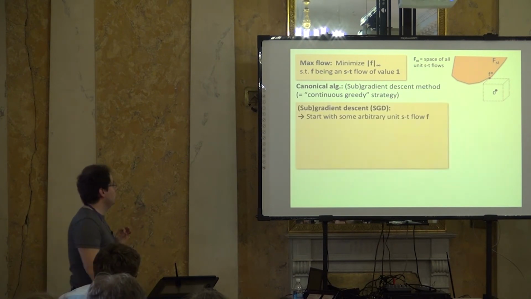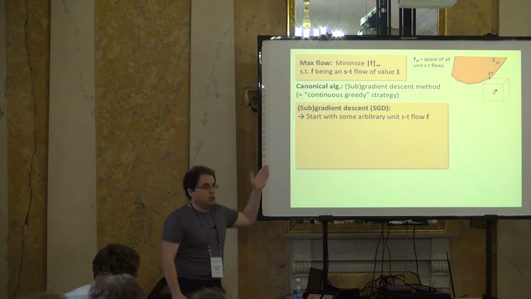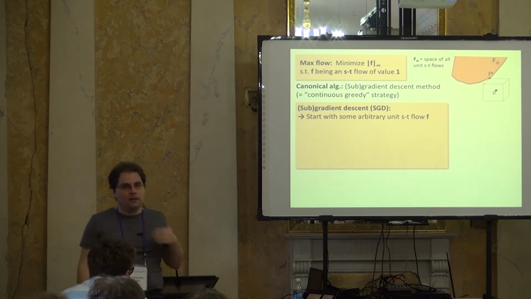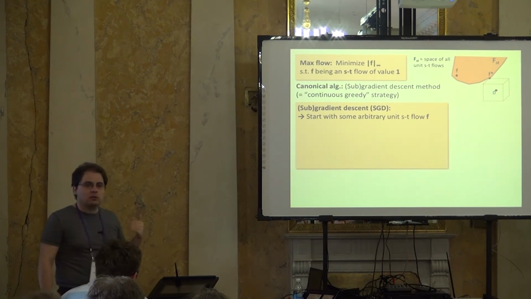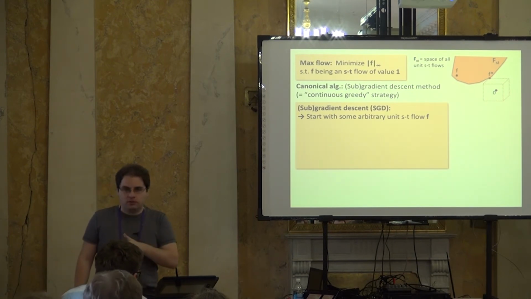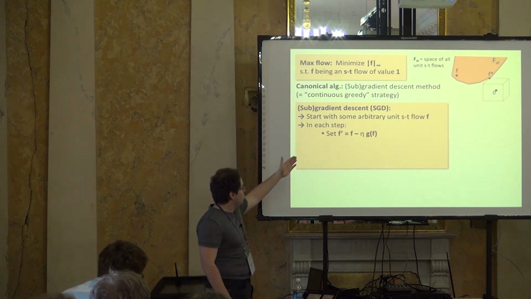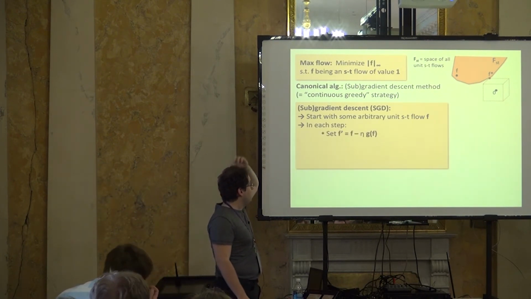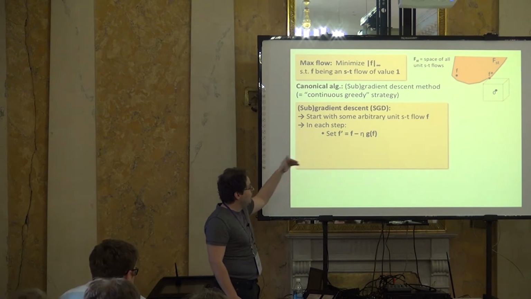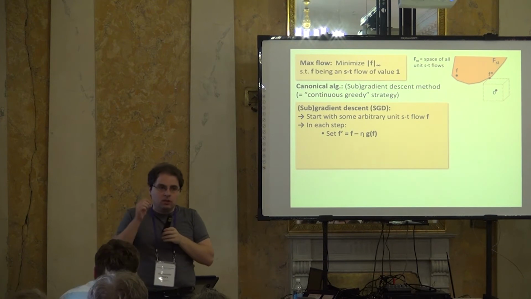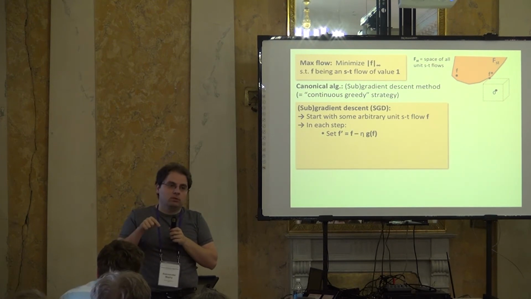Okay, so what do you do? Well, essentially you start with some arbitrary unit ST flow F that might be very suboptimal. And now what do you do? Well, you figure out how to locally improve it the most. In each step, you compute a new flow, which is just your old flow minus a modification of this flow that reduces the objective value the most.